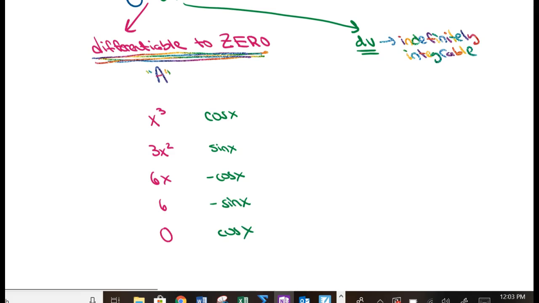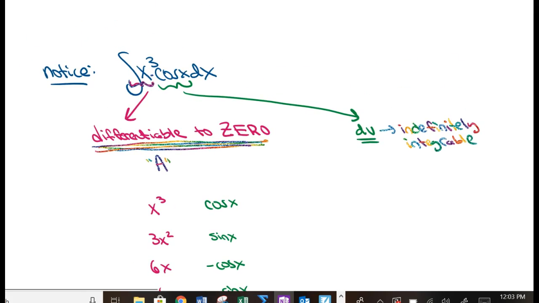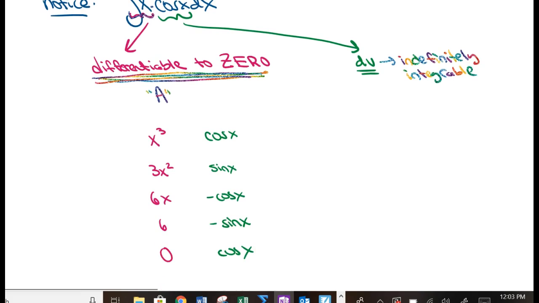So again, when you have an integral where a factor of the integrand is differentiable to 0 and the rest of the integrand is indefinitely integrable, what we're going to do here is set up this table, if you will. When you have this table, you're going to take that portion that's differentiable to 0 and differentiate down to 0, and integrate the portion of the integrand that is indefinitely integrable that many times until you reach this same horizontal with 0. And then you're going to do this. Watch. You're going to pick up a pen, and you're going to make diagonals.